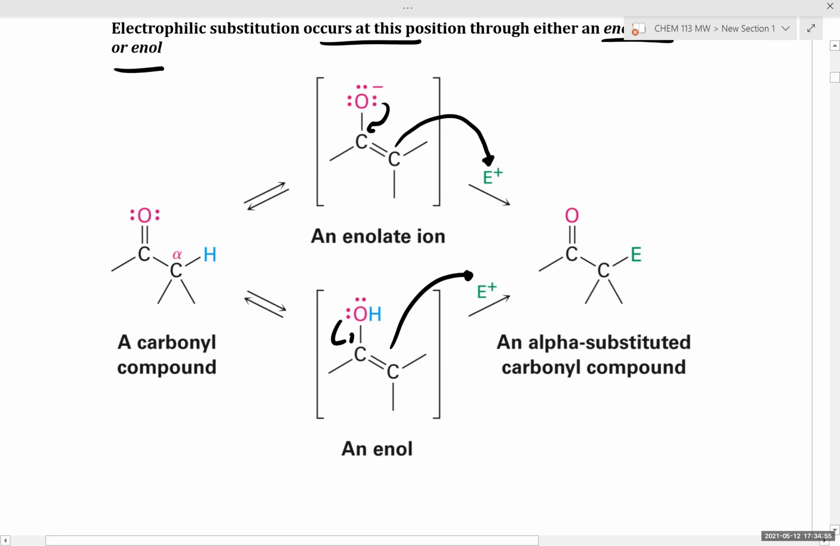Carbonyls can be converted to enolate ions in the presence of base. So for example, a base can pull off this proton to form an enolate, or the carbonyl compound can tautomerize, usually in the presence of acid, to the enol, and both the enolate and enol can react with electrophiles to yield substituted products. Does that make sense to everyone?